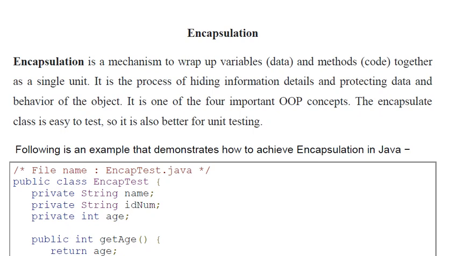Encapsulation is the process of hiding information details and protecting the data and behavior of the object. So this is one of the most important points of why we use encapsulation. What is the use of it? We use encapsulation only for hiding information details, protecting our data, and showing the behavior of the object.